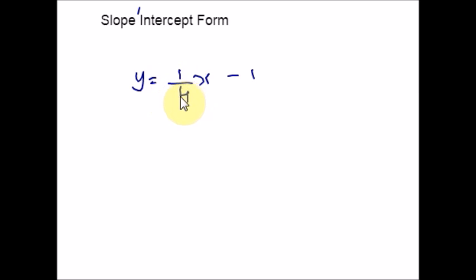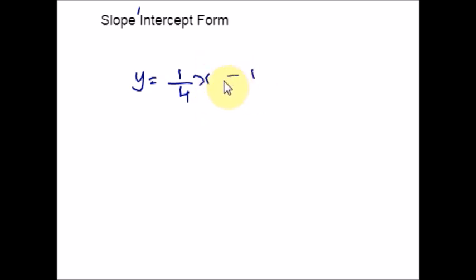A line with a slope of 1 over 4 will go up 1 unit and over to the right 4 units. Am I right? Then the y-intercept is the constant at the end. Please pay close attention to the sign of the y-intercept. This equation has a minus sign. Am I right? The y-intercept here is -1. This means the line crosses the y-axis at the point (0, -1).